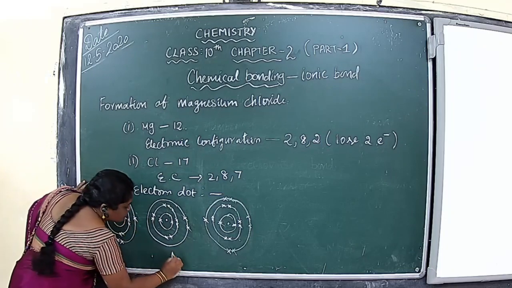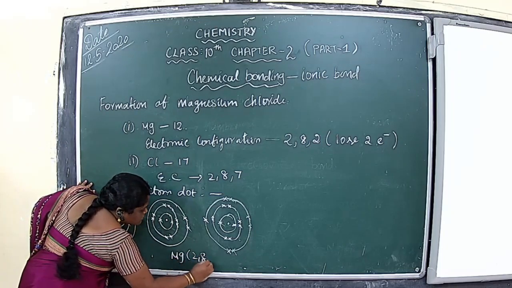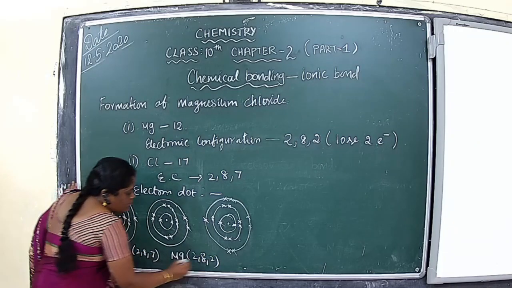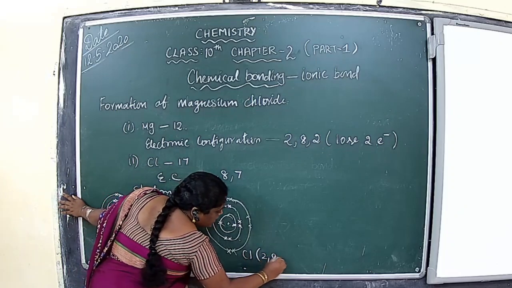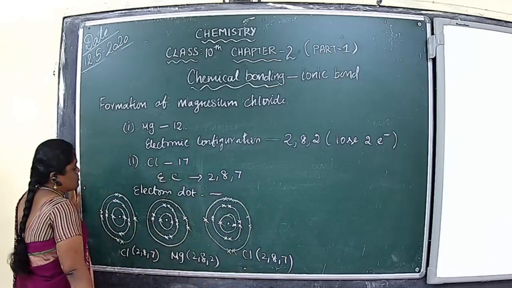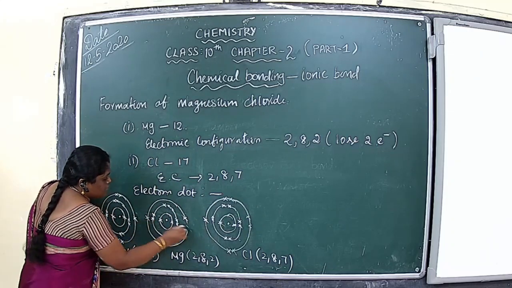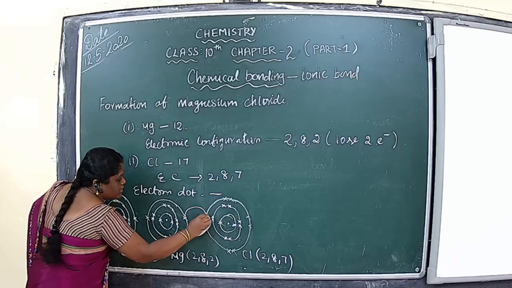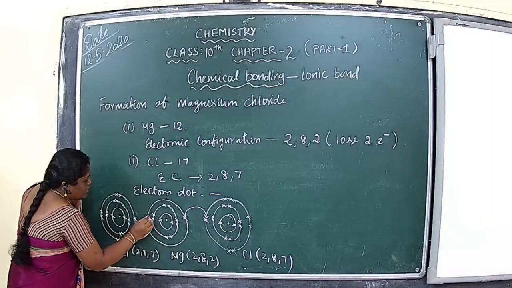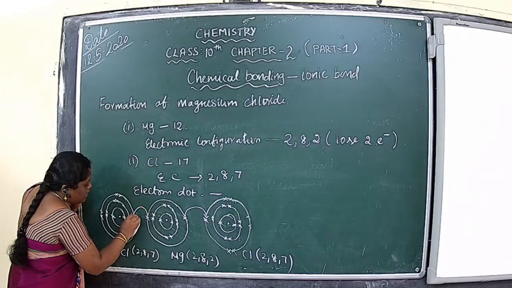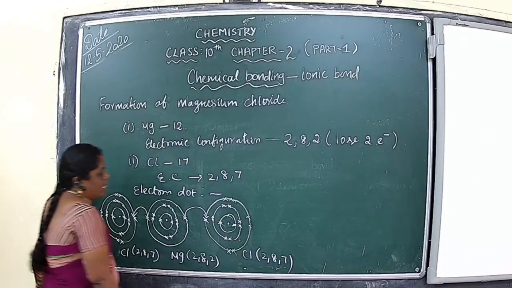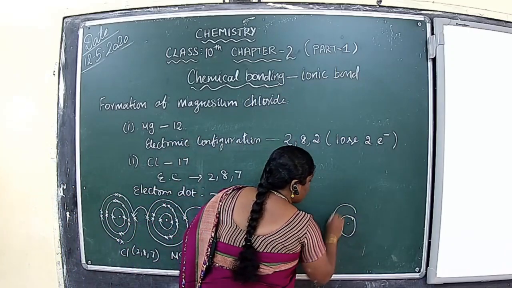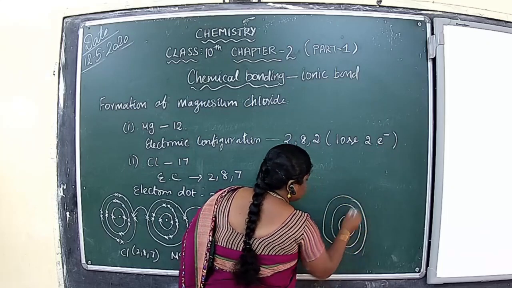Two chlorine, this is magnesium 2, 8, 2. This is chlorine, 2, 8, 7. This one more chlorine, 2, 8, 7. Each electron lost by magnesium goes to one chlorine atom, and the other electron goes to the other chlorine atom. Like that it is produced. This is the electron dot structure.